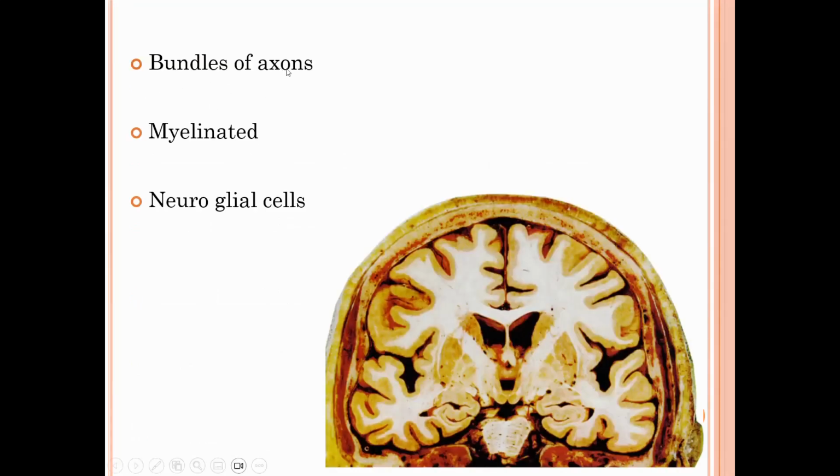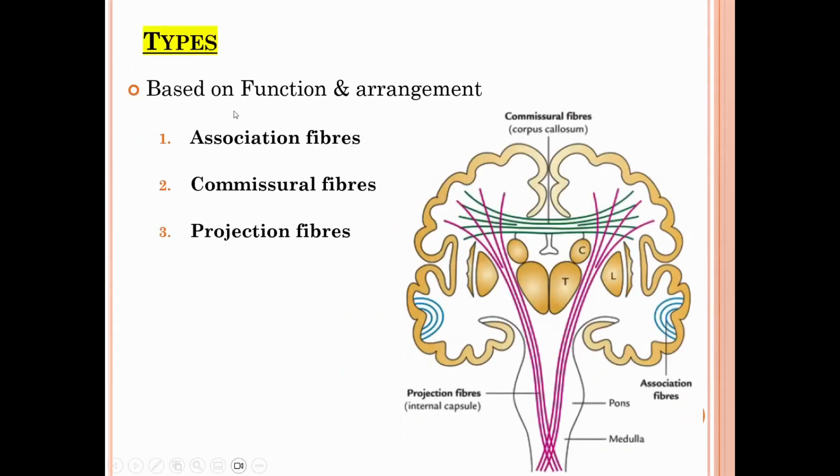So as you know, the white matter is a bundle of axons. They are myelinated and they are supported by the neuroglial cells. Now classification. Based on function and arrangement, here you can see association fiber, commissural fiber and projection fiber. Association fibers are present within the same cerebral hemisphere. Commissural fiber connects two cerebral hemispheres and projection fiber connects the cerebral hemisphere with other parts of the brain. Example is internal capsule.